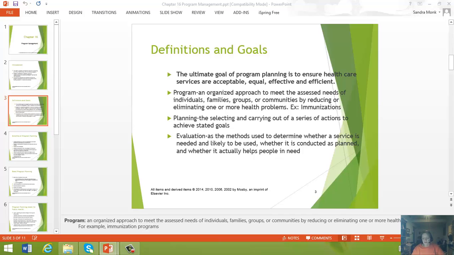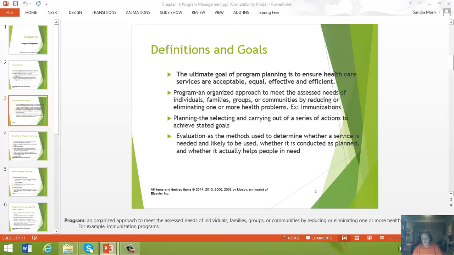A program is an organized approach to meet the assessed needs of individuals, families, groups, and communities by reducing or eliminating one or more health problems. For example, immunizations. Planning is the selecting and carrying out of a series of actions to achieve stated goals. And then evaluation is the methods used to determine whether a service is needed or whether it's likely to be used, whether it is conducted as planned, and whether it actually helps people in need. So that's important to understand, what each one of those is, for the planning and the evaluation.